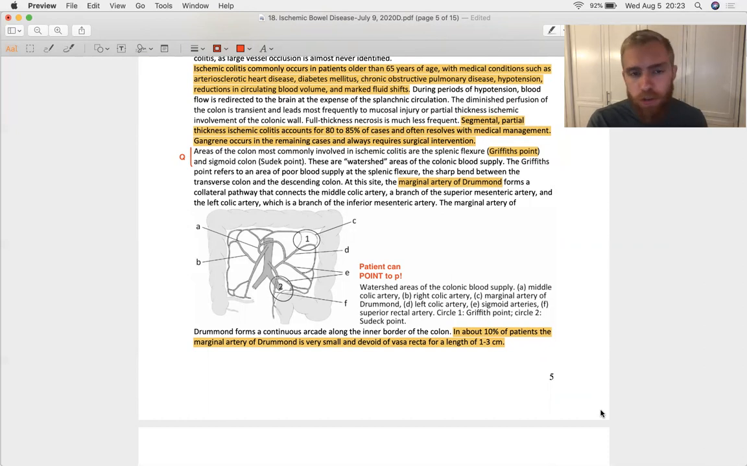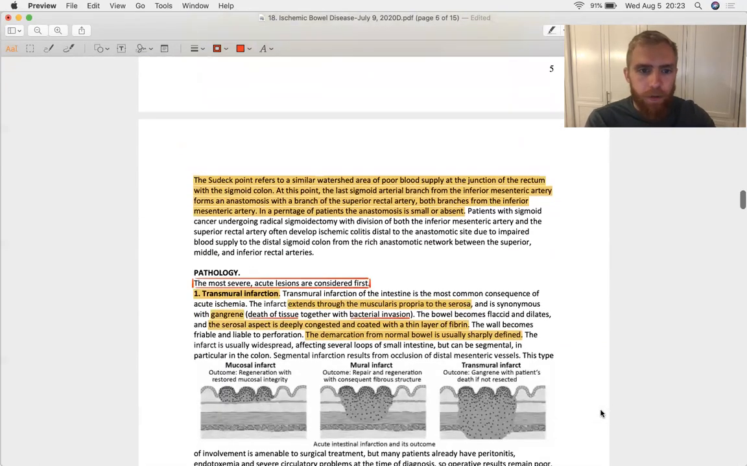anytime blood flow to the transverse, descending, or sigmoid colon is obstructed. And so I think that's the real big question that could come out of all the talk in this SDL about ischemic colitis: what's the reason why you've got colitis at the splenic flexure or down at the rectosigmoid junction, right? And it's going to be because of one of these 2 named watershed areas.